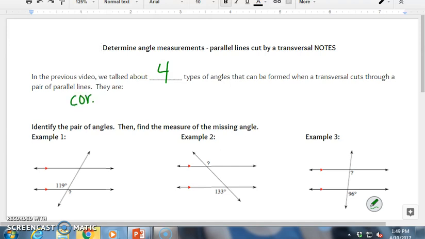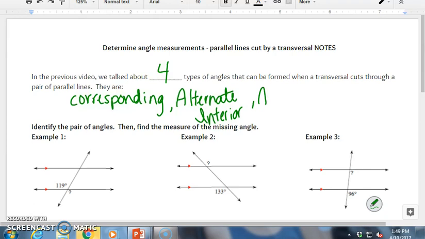They are corresponding, alternate interior, alternate exterior, and consecutive interior.